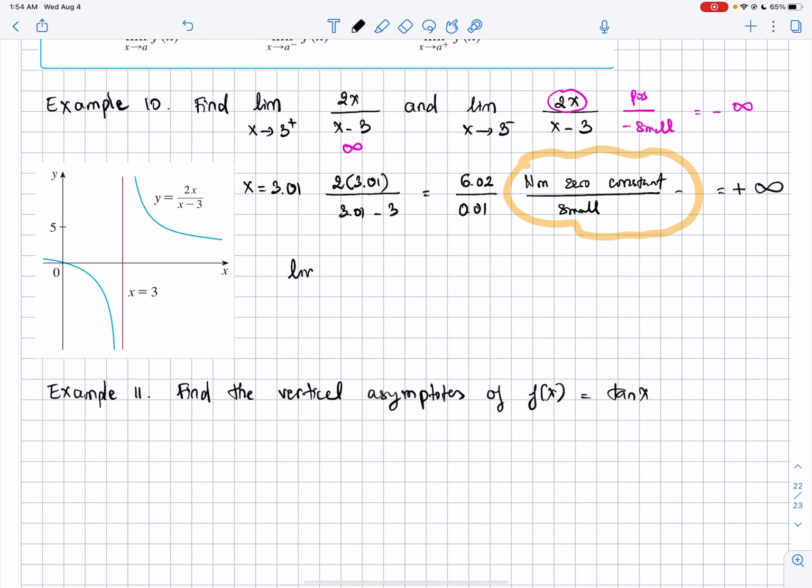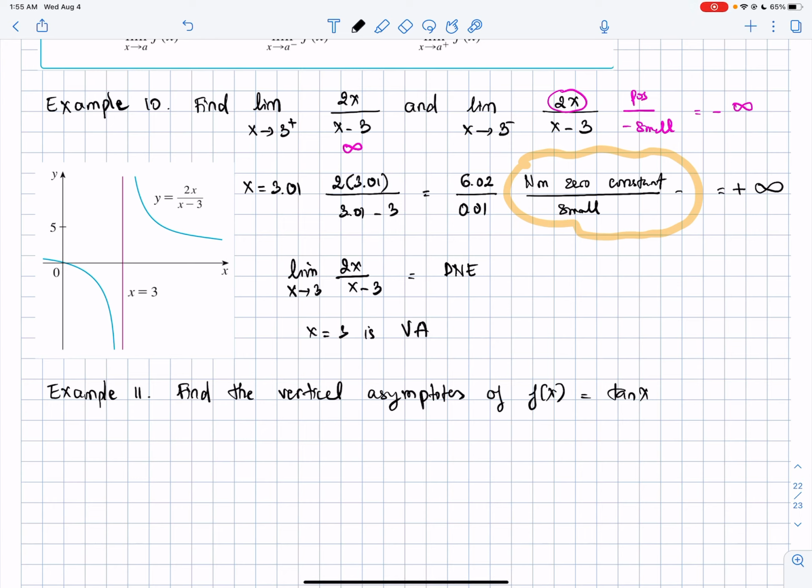If the question asks you to find the limit of 2x over x minus 3 when x approaches 3, this means that x approaches from both sides, the right side and the left side. They're not equal because one gives positive and one gives negative. So you can say the limit does not exist. But it's not important. As long as it approaches from either the right or left of 3 and the answer gives you positive infinity or negative infinity, you can conclude that x equals 3 is a vertical asymptote.